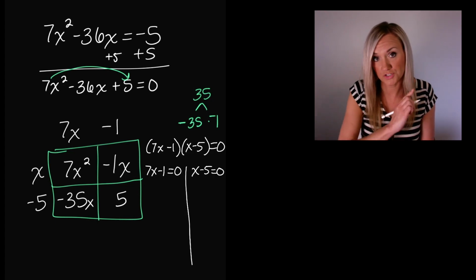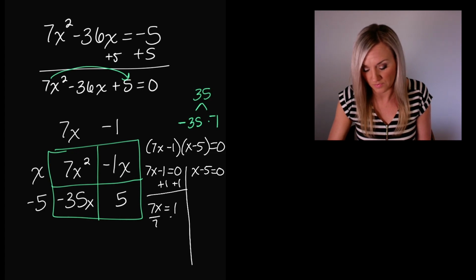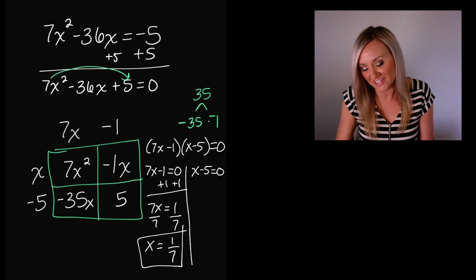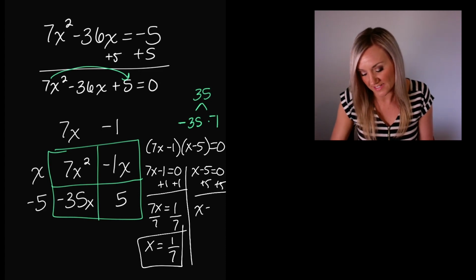For the first equation, we'll add 1 to each side and have 7x equals 1. Then divide by 7, so x is a positive 1/7. And then the second equation, if we'll add 5 to each side, and x equals 5.